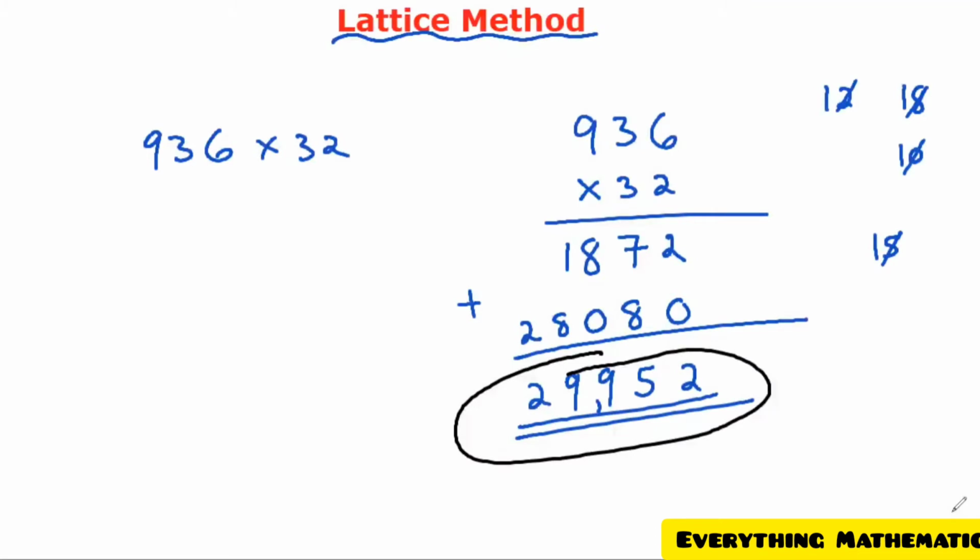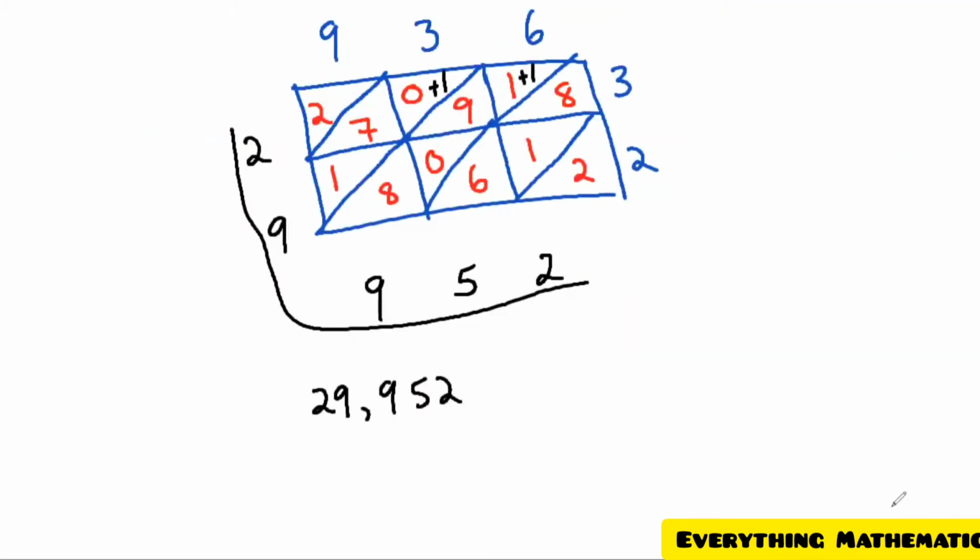29,952. But notice, which one did you think was more straightforward? Or which one did you think took me less time? I don't know about you, but to me, I did it a lot faster using the lattice method. And for the lattice method, there's hardly any room for error.